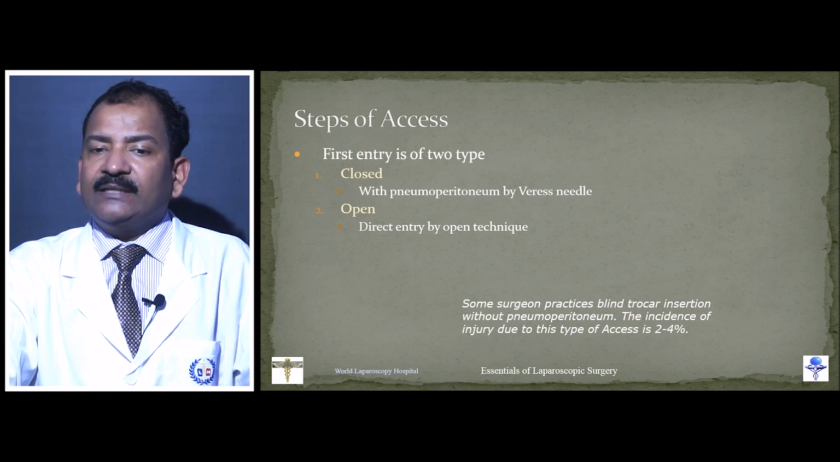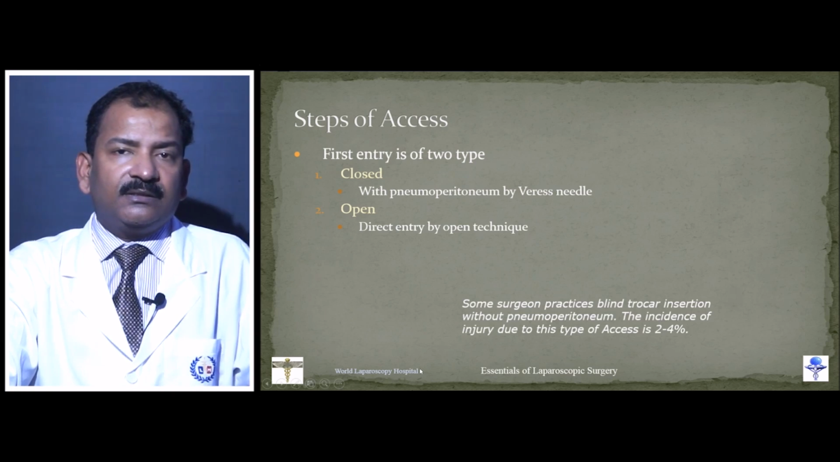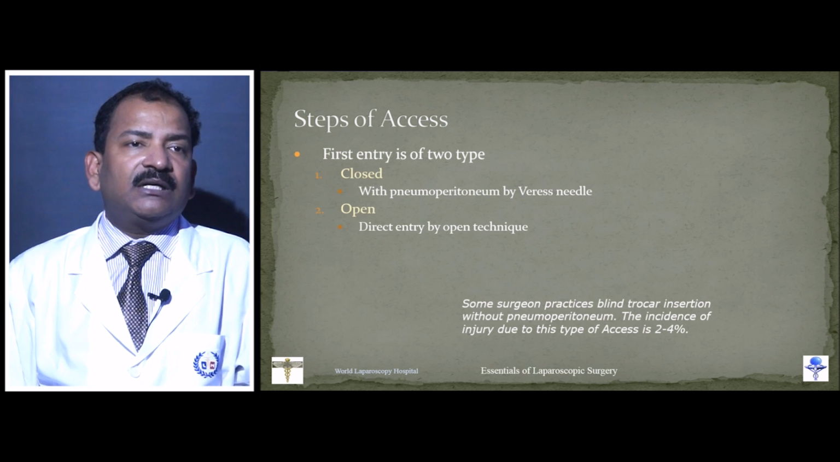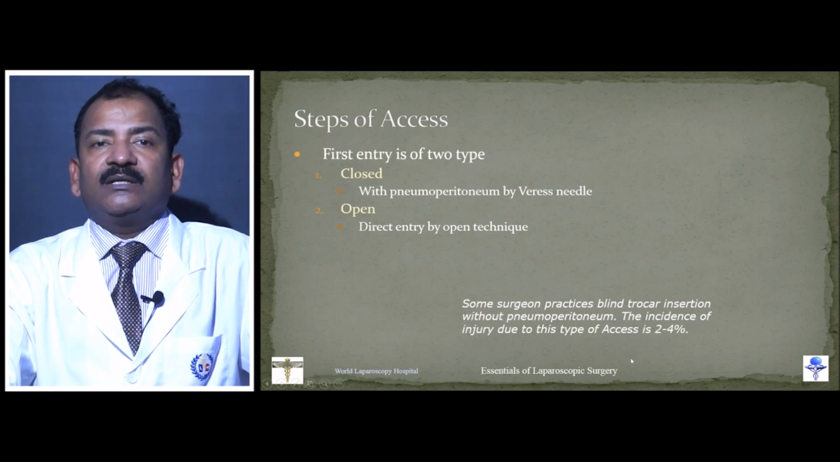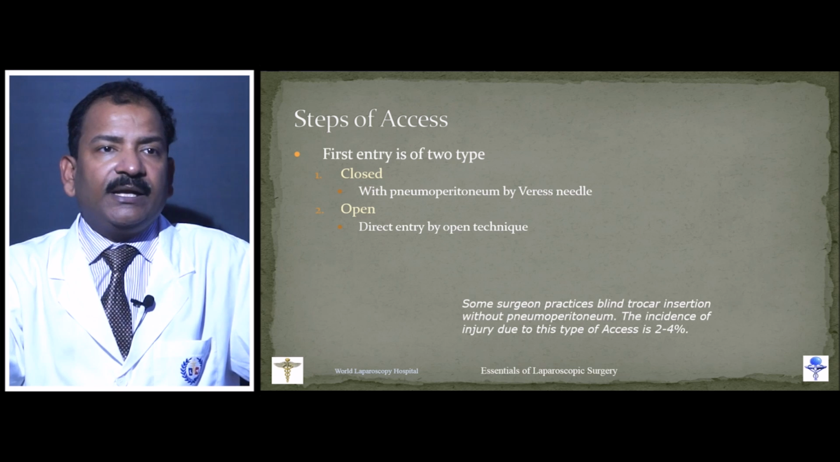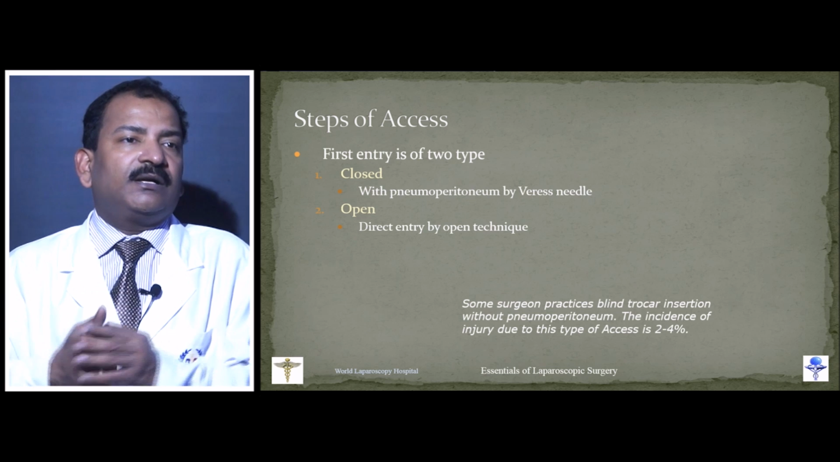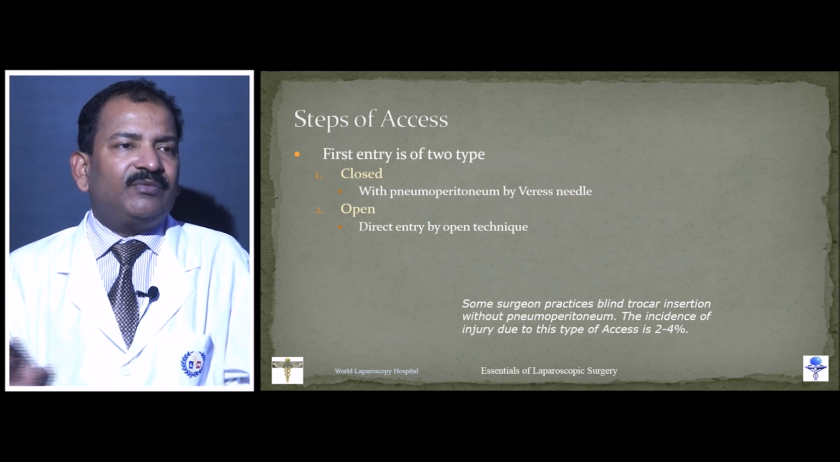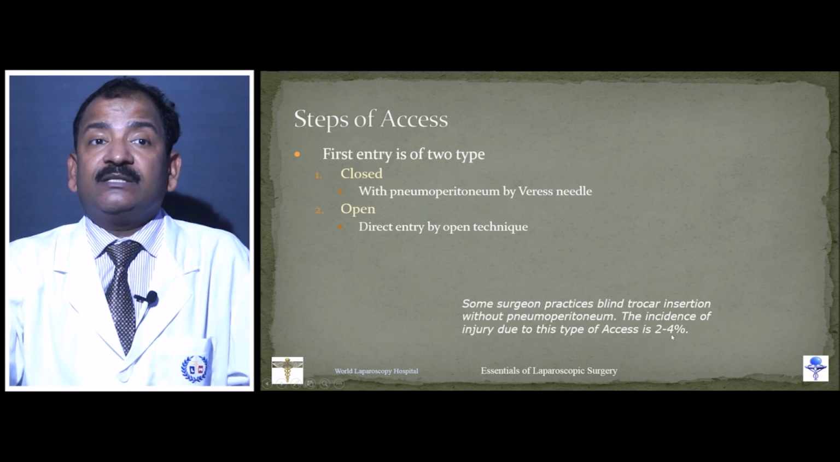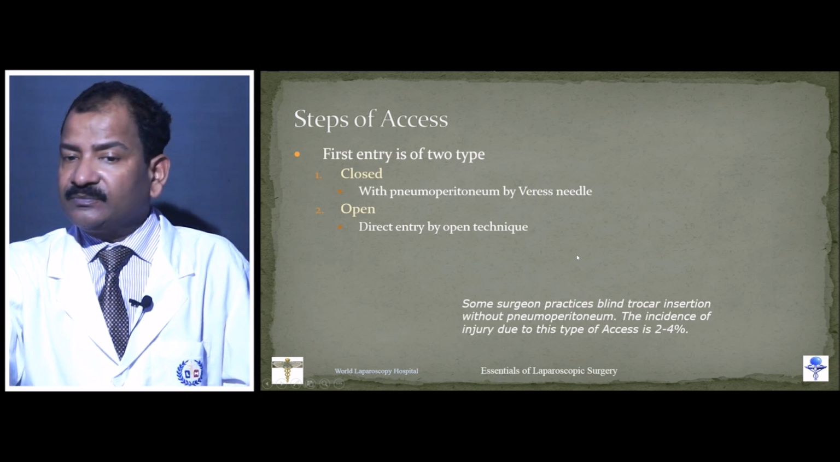The first access is either closed or open. Closed access is by the Veress needle, and open access is with the help of the Hassan's technique or direct entry. That is a mini laparotomy. Some surgeons practice blind trocar insertion, in which they neither use a Veress needle nor do the open technique, they directly introduce the trocar. That should ideally be avoided, because the reported incidence of bowel injury in direct trocar entry is 2 to 4%.